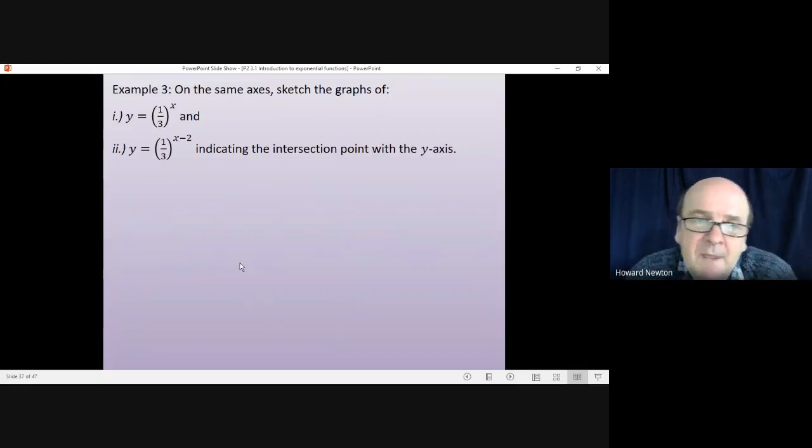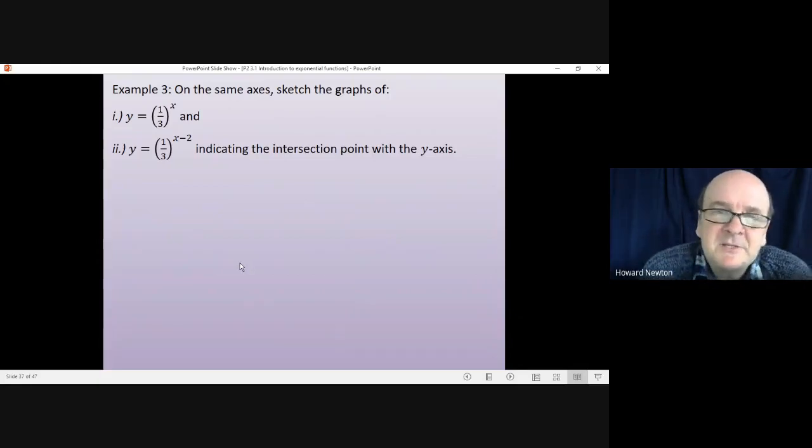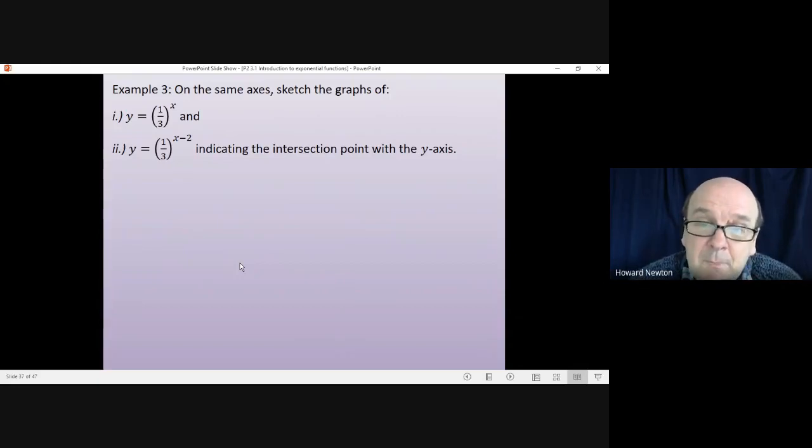Okay, example 3. On the same axes, sketch the graphs of, first of all, y equals a third to the power of x. Well, we just did that, so just do exactly the same as what we did on the last question. And then sketch y equals a third to the power of x minus 2, indicating where that curve crosses the y-axis. So again, it's not accurate scales or axes, we're just doing a sketch. So sketch, first of all, a third to the power of x, and then the real question is, what does this mean? If I change x to x minus 2, how does that change the graph and what it looks like?